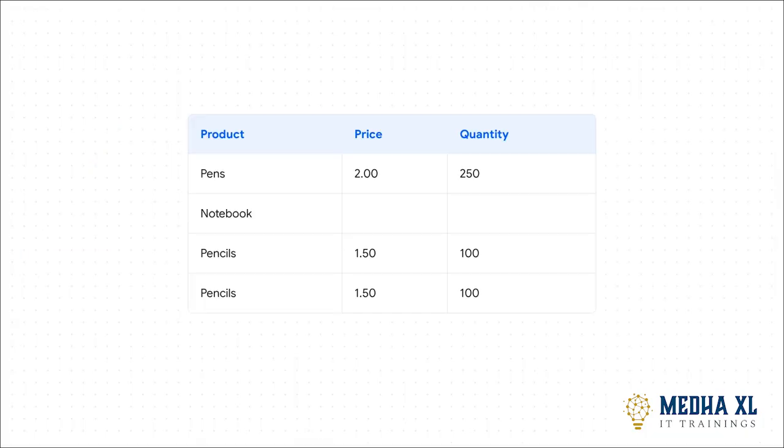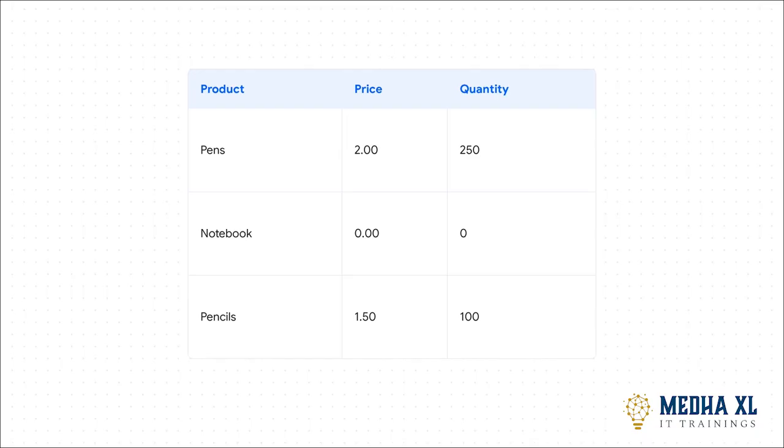All right, so here's where we started. Remember this? We've got those missing values for the notebook and that annoying duplicate pencils entry right at the bottom. A bit of a mess. And bam, look at that. Just like that, the duplicate pencil row is gone. The missing price and quantity, they're filled in with zeros. All of a sudden, this table is complete. It's consistent. It's reliable. We can actually calculate our total sales now without getting the wrong answer. That is the magic of those 3 simple commands.